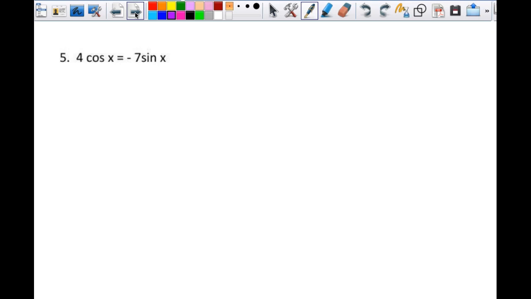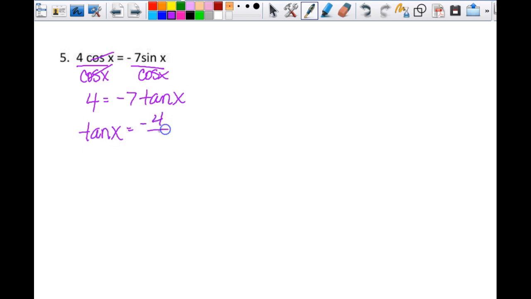Okay, divide them both by cosine. How does that help me? Becomes tangent. Very good. Let's see what's right. Okay, so those cancel out. But remember, we're not canceling out on both sides because that's not legal at all. But we get 4 equals negative 7. Instead of sine over cosine, that gives me tangent of x. So that means that tangent x is equal to negative 4/7, or 4 over negative 7, it's the same thing.